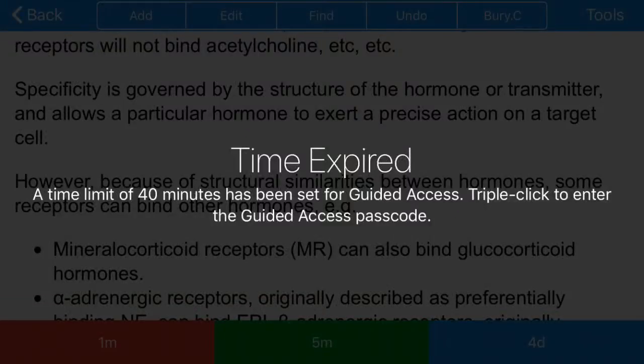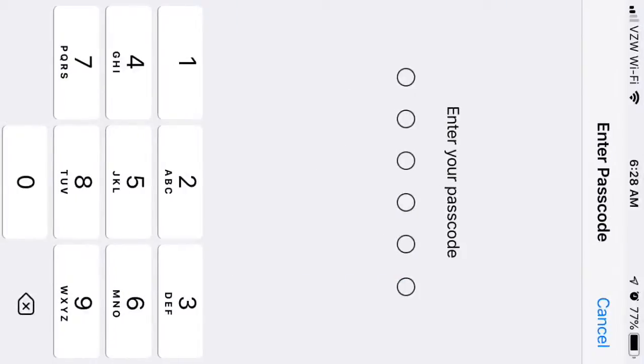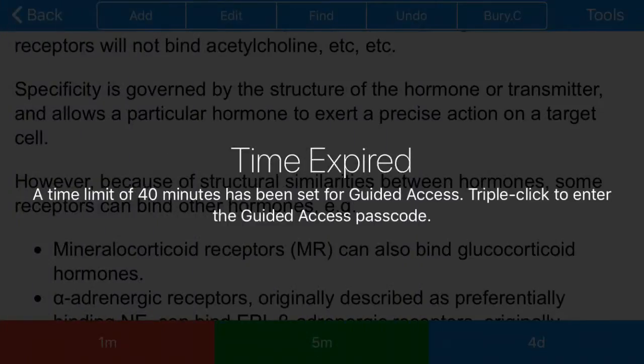Oh, cool. Wait, it doesn't automatically unlock? Fascinating. Okay, so it'll lock you in, and you only have a specified amount of time to use it. And when it's done, you're locked out. This would be great for tests, you know? If you want to administer a test via iPad, you can do it via guided access. My brain's just always in teacher mode, what can I say?